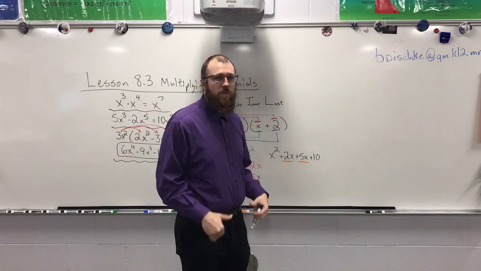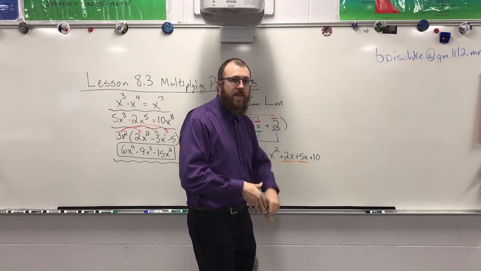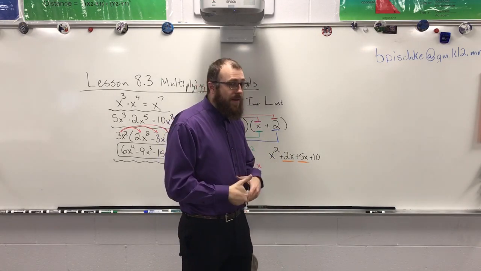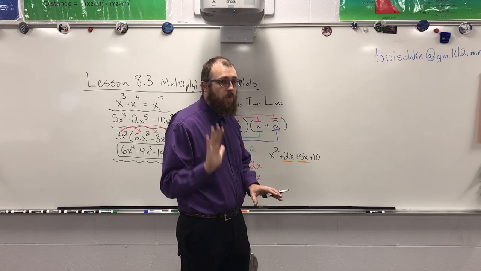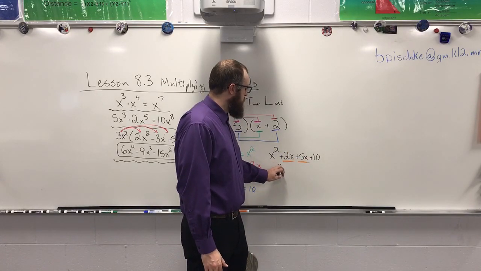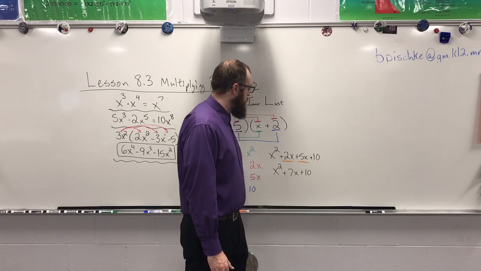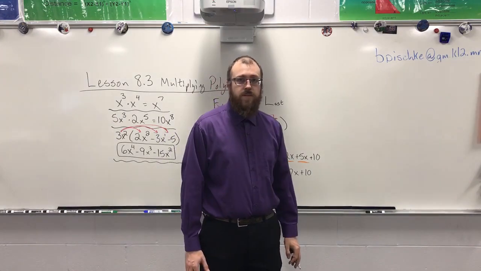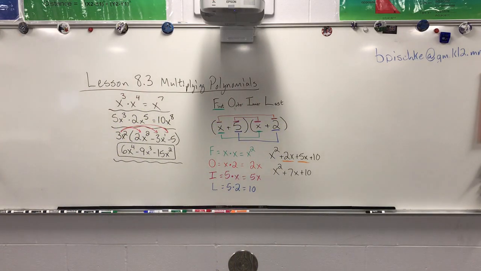However, there's one more move I can make. This 2x and this 5x can be added together. Remember that when you add x's together, you add the coefficients, leave the variable's power alone. So 2x plus 5x is 7x. X squared plus 7x plus 10 ends up being the solution to that problem. I'm going to step back and give just a second so that everyone has an opportunity to copy that down.